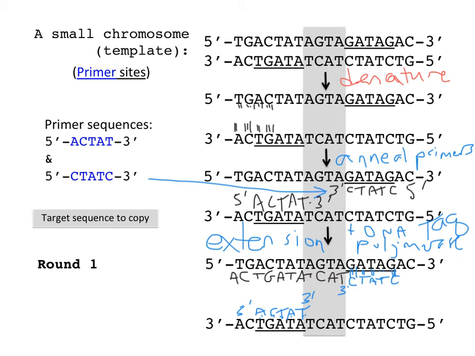And the same thing happens in the opposite direction. So Taq DNA polymerase comes and binds to the 3' end of that primer and adds in the appropriate base pairs, G, A, C. That's the end of the chromosome, so synthesis stops.